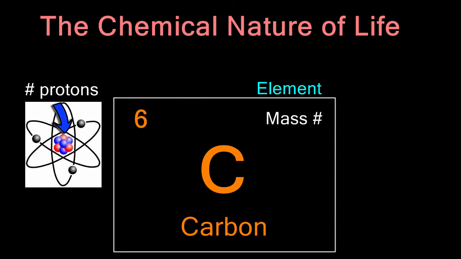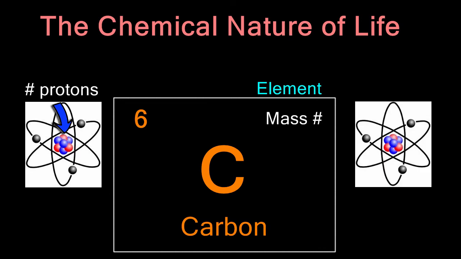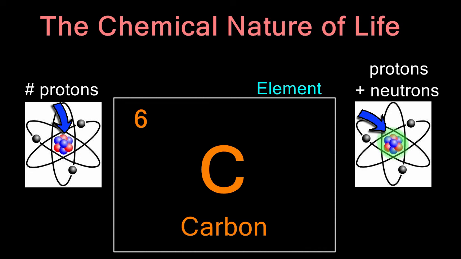In the upper right-hand corner of the box is the mass number. This tells you the number of protons and neutrons that are found in the nucleus of an atom. The mass number is the atomic mass of the element. Electrons are not included in this mass number because they are so tiny that their weight is negligible. The mass number of carbon is 12.